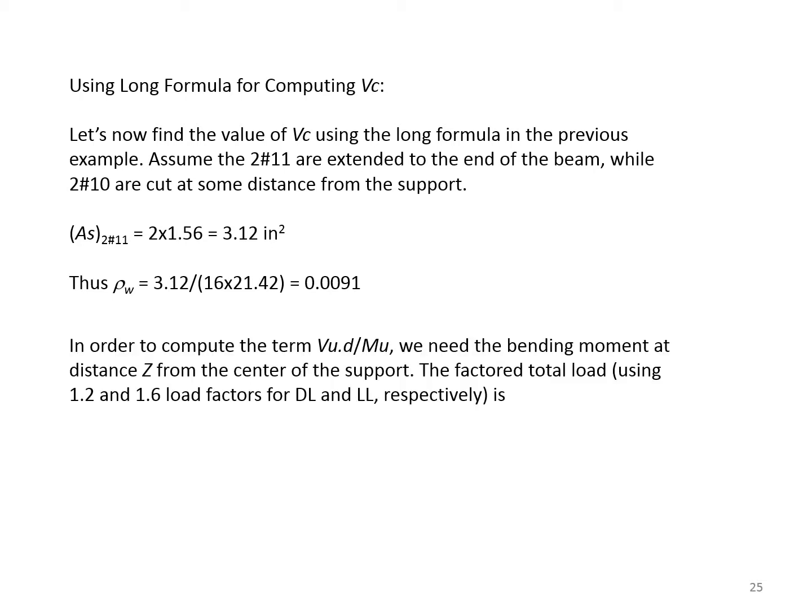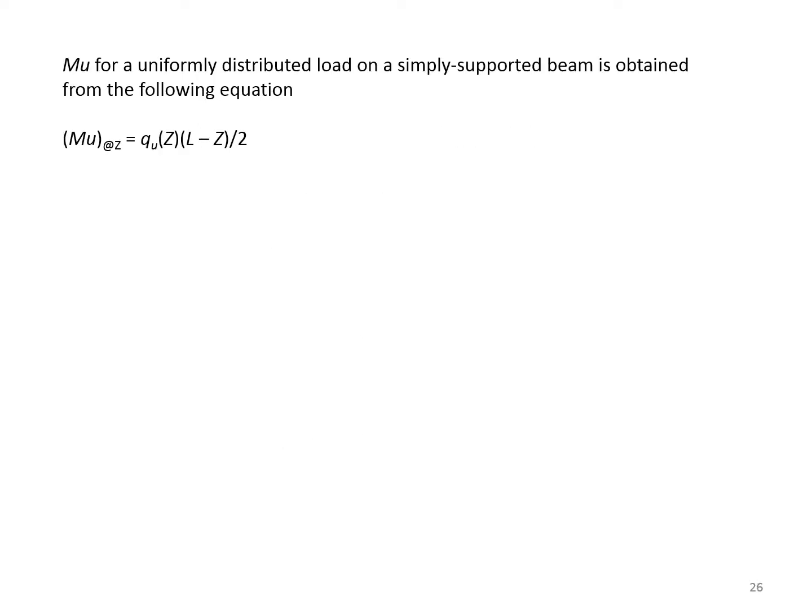In order to compute the term VUD over MU, we need the bending moment at the distance z from the center of the support. The factored total load using 1.2 and 1.6 load factors for dead load and live load respectively is 3.936 kips per foot. The equation for MU for a uniformly distributed load on a simply supported beam is the following. MU at the distance z is QU z times L minus z divided by 2. Plugging the numbers there, we come up with MU equal to 128.9 foot kips.